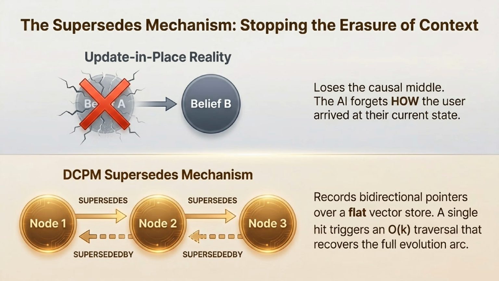A truly magical feature here is the supersedes mechanism, which stops the erasure of context. In a traditional update-in-place reality, when belief A changes to belief B, the AI permanently loses the causal middle, it completely forgets how the user arrived at their current state. The DCPM supersedes mechanism fixes this by recording bidirectional pointers over a flat vector store. A single query hit triggers an instant traversal that recovers the full evolutionary arc of a thought.